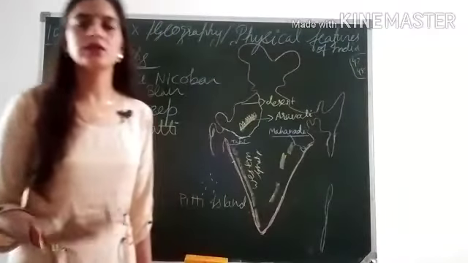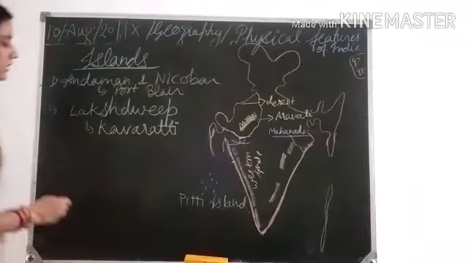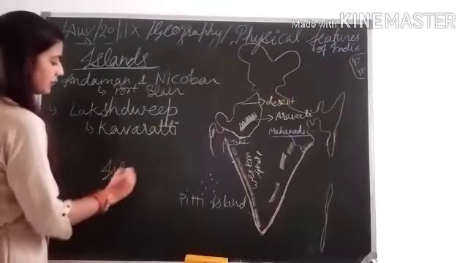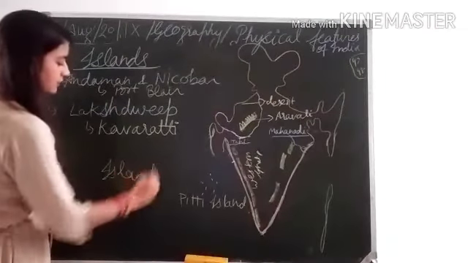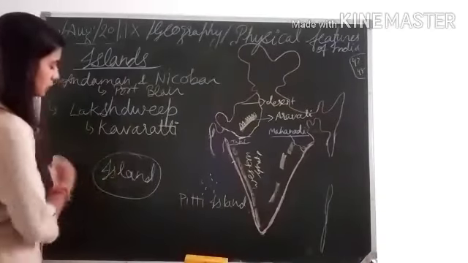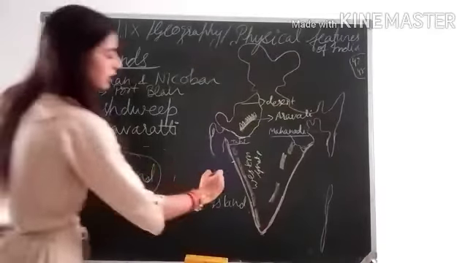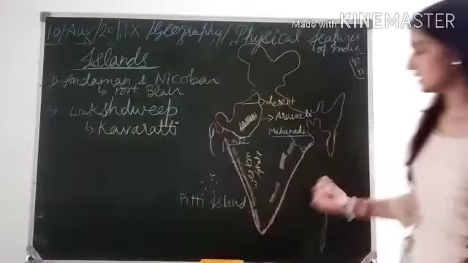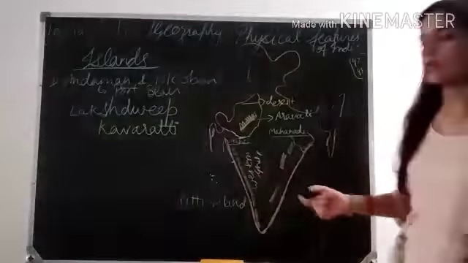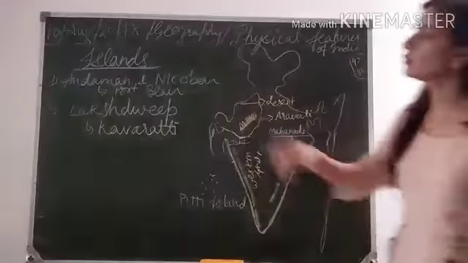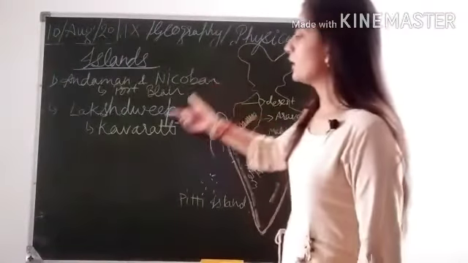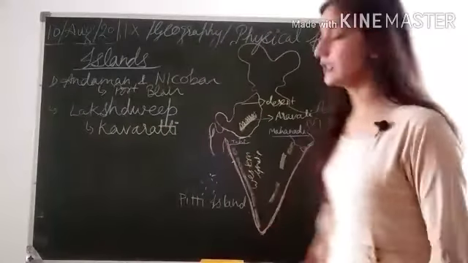An island is a landmass surrounded by water from all four sides, as we have in Lakshadweep and Andaman and Nicobar. A peninsula is a landmass surrounded by water from three sides, as we have seen. In the same way we have the island. In India we have two island groups, Andaman and Nicobar and Lakshadweep. The capital of Andaman and Nicobar is Port Blair and the capital of Lakshadweep is Kavaratti.